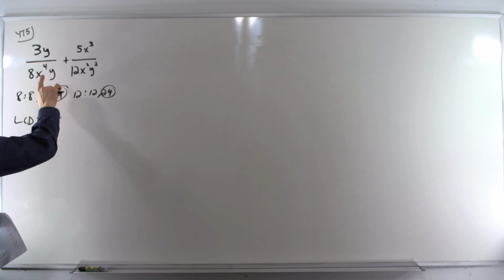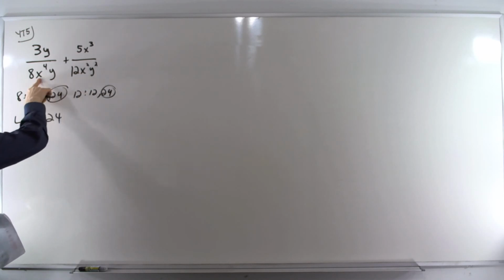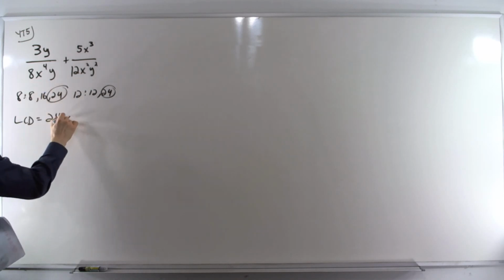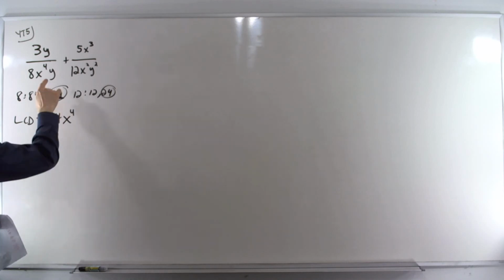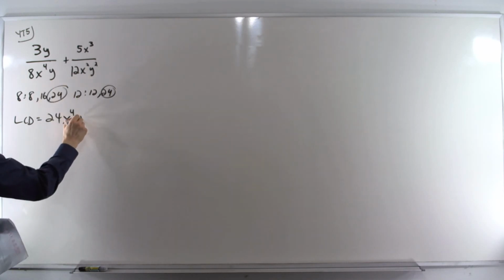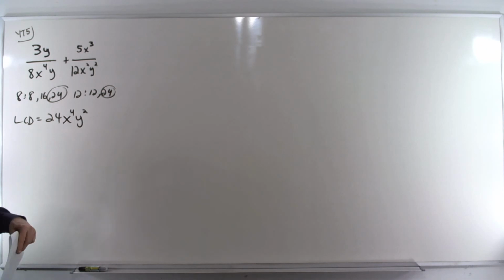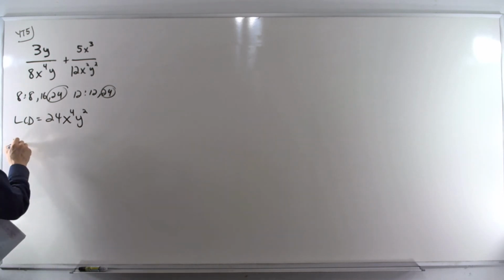Now let's look at the bases. X to the fourth and x squared, we take the largest exponent, x to the fourth. Y and y squared, the larger exponent is 2. So our LCD is 24 x to the fourth y squared. Let's transform the first fraction.